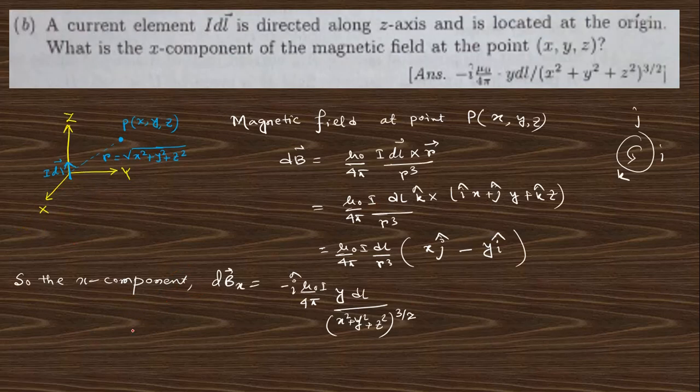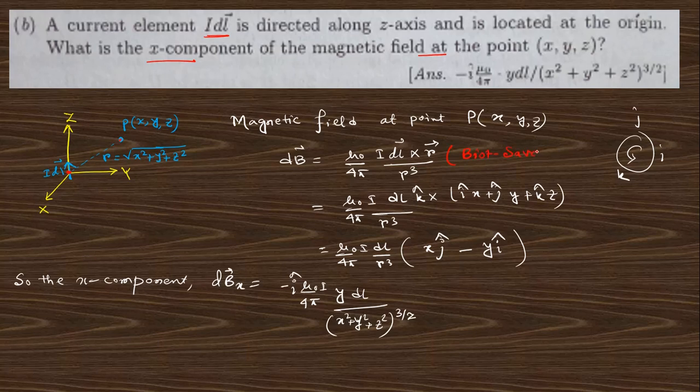Next question. A current element I dl is directed along the z direction and is located at the origin. So at this origin, this is the current element I dl along the z direction. What is the x component of the magnetic field at point x, y, z? So at any point x, y, z, you need to find the magnetic field. So you know magnetic field comes from the Biot-Savart law.